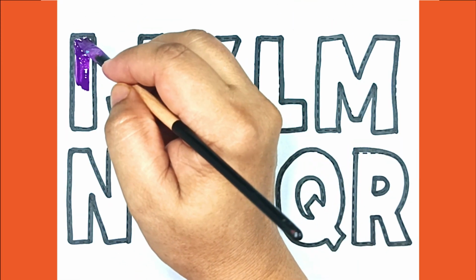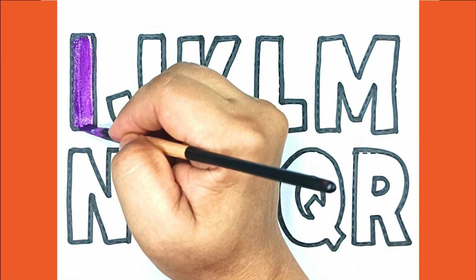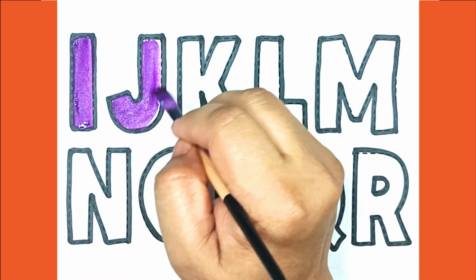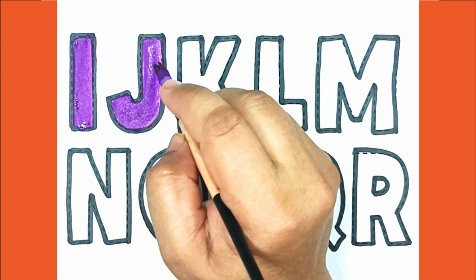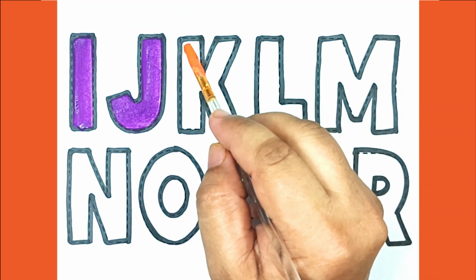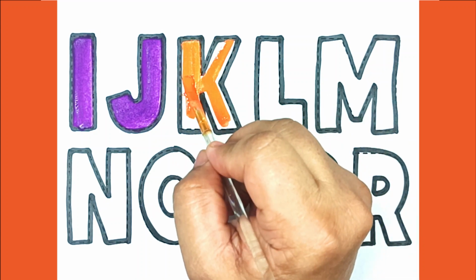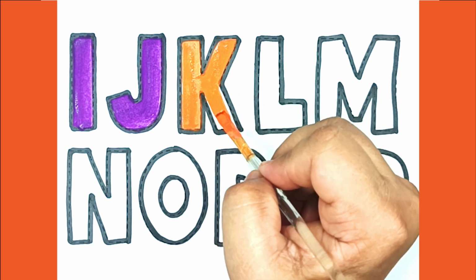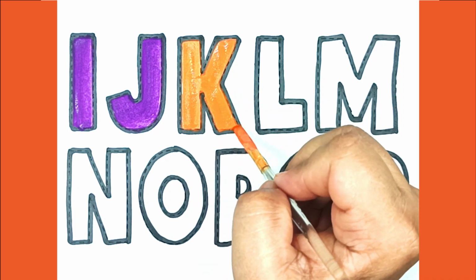I for Indian, I for igloo, I is for island, surrounded by sea. J for jam, J for juice. J is for jam, you eat with your tea. K for kangaroo, K for key. K for koala, he's cute and he's brown.